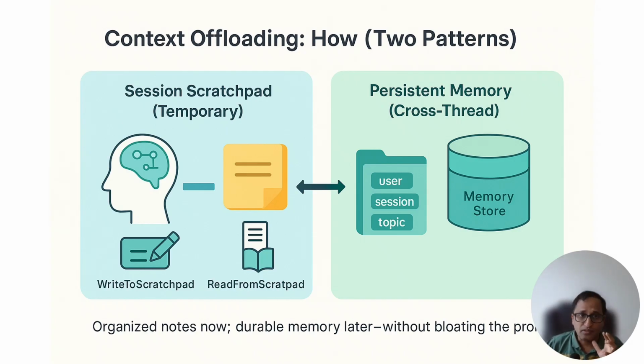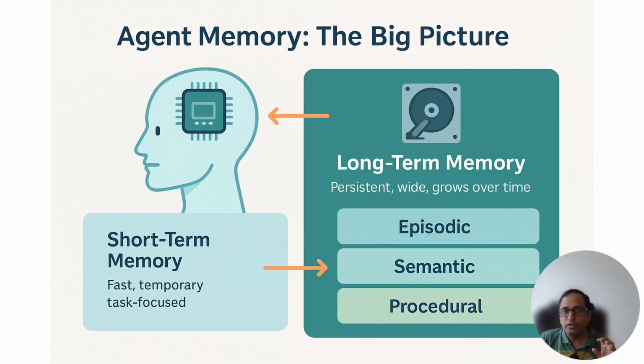So that's what the two offloading patterns are about. Now we'll see them in detail, how to implement a scratchpad, and what persistent memory is. We'll see different patterns in this. Now let's take a closer look at the memory in AI agents. First, let's see the big picture and then we'll go to each one of them.